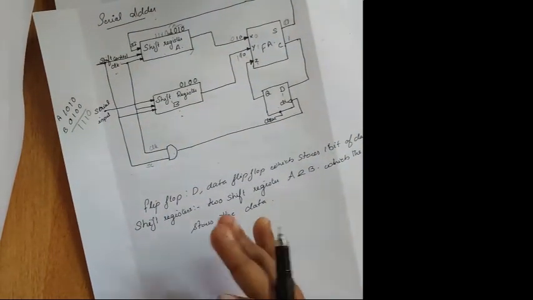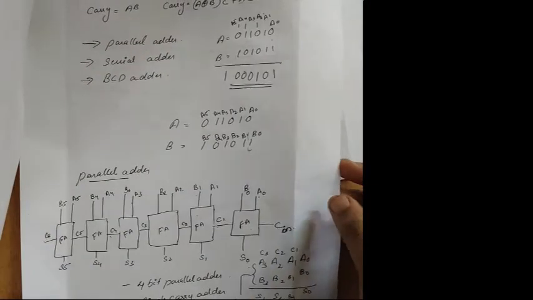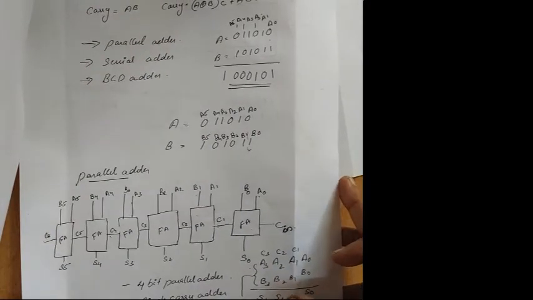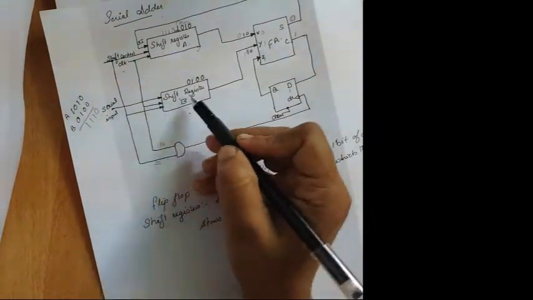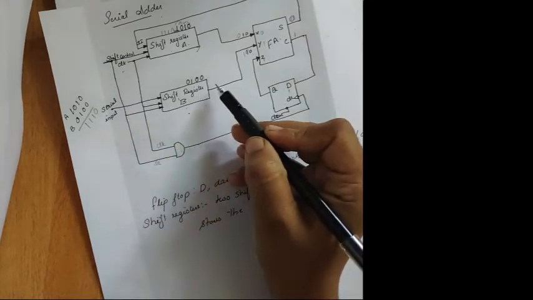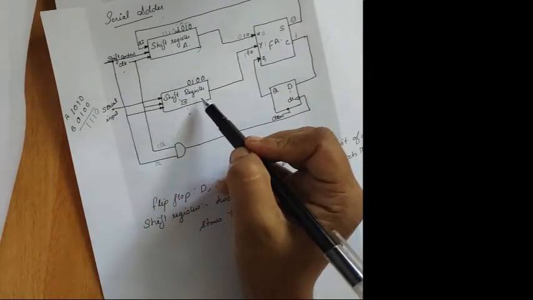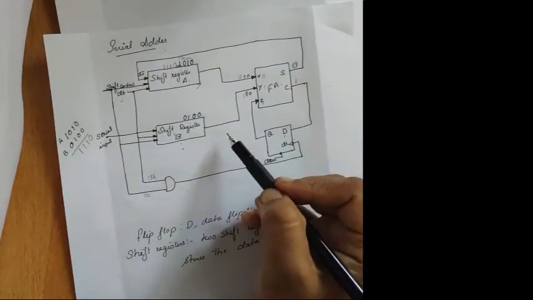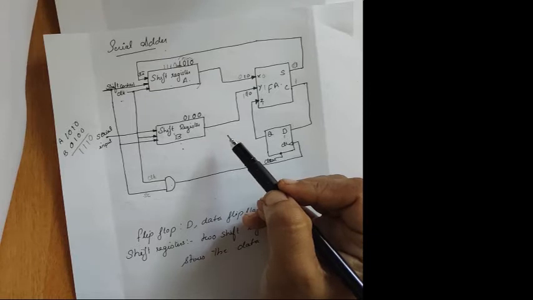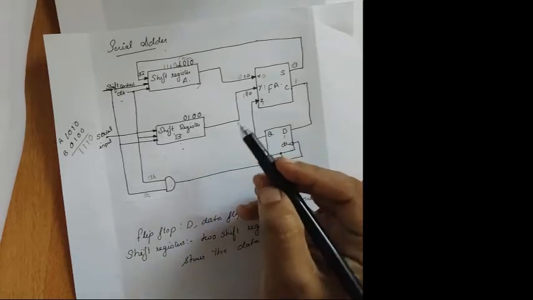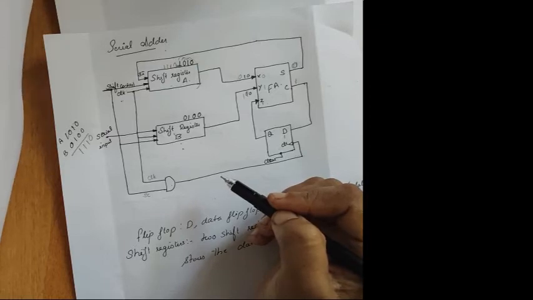In a parallel adder, you can see that all the data are added parallelly, and here you are adding the data serially. A bit of data is added serially using a shift register. You are using a shift register to add the data in a serial adder. In a parallel adder, the data are parallelly loaded, and here it is serially loaded.